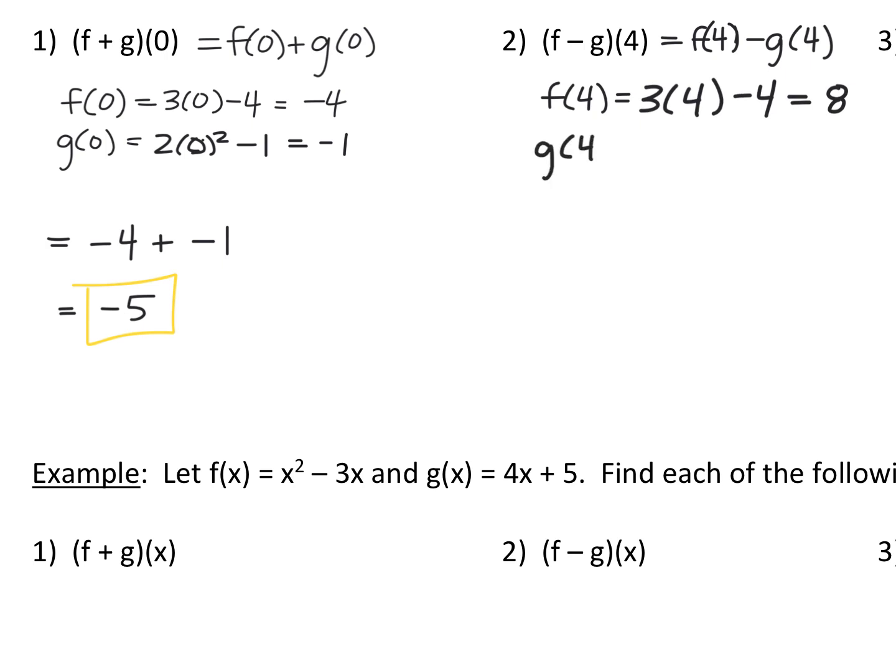Please also do g of 4. It'd be 2 times 4 squared minus 1. So I think 31. Again, look back at the operation you had at the top. This is subtraction, so you're doing f of 4 minus g of 4. So actually what I need you to do is 8 minus 31, which gets you -23.